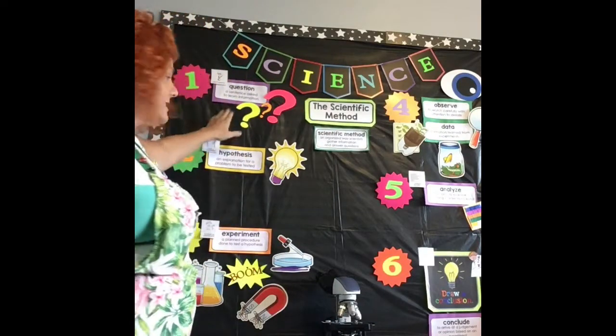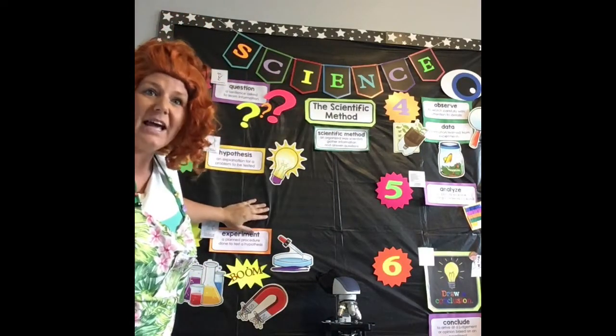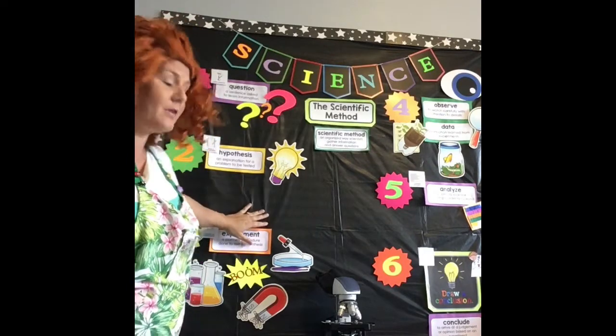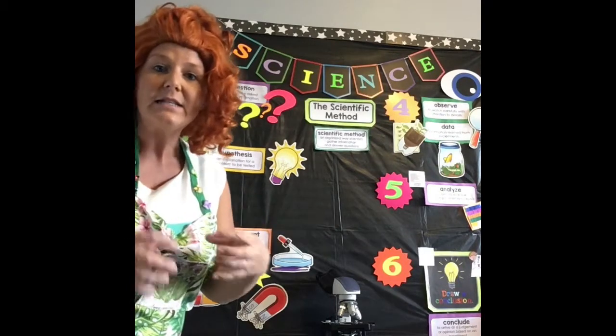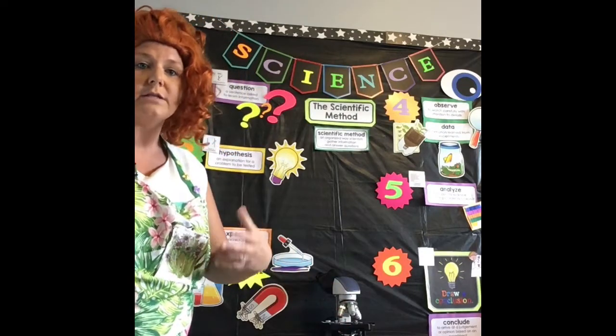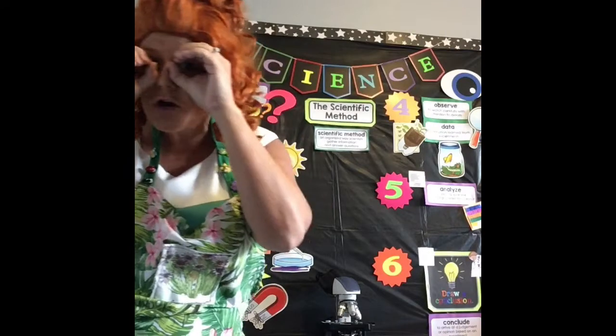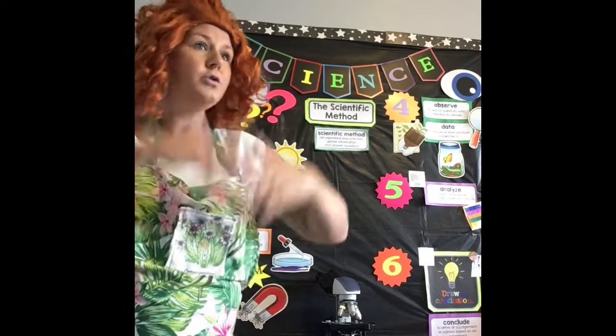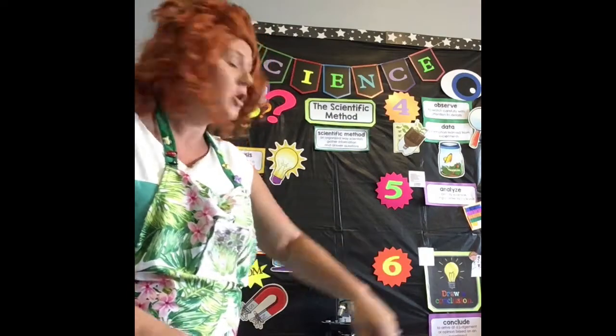Scientific method, step 1, ask a question. Step 2, form a highly educated guess. All right? Step 3, conduct the experiment with all of your tools. Step 4, observe your experiment. All right? And record your data using all the different kinds of tools out there that you could record. Step 5, analyze, carefully examine what you did. And step 6, draw a conclusion about what happened. Were you right or were you wrong?